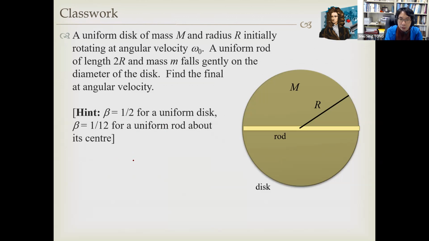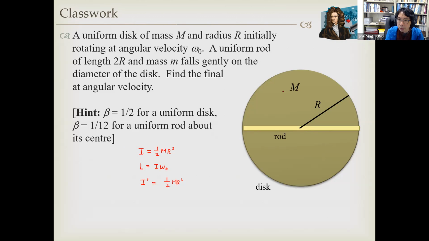Now, initially, the moment of inertia is only the disk, right? The rod is not rotating, so we only have a half MR squared. Is that right? So the initial angular momentum is I initially times omega naught, right? So this is the initial angular momentum. How about the final angular momentum? I call it I prime.